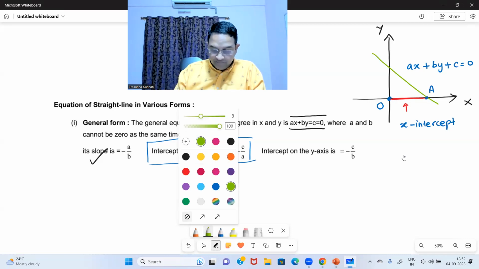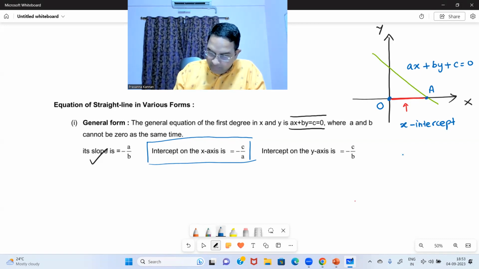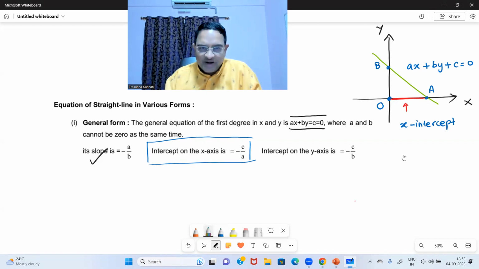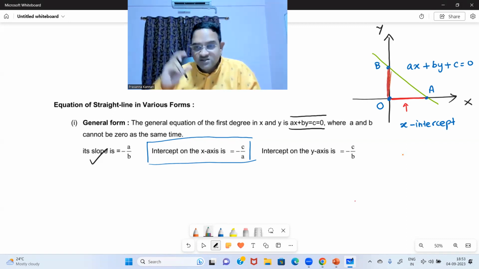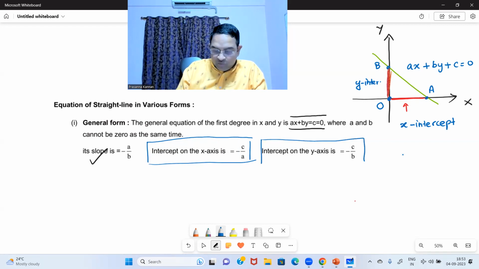Now, this straight line, which is represented by the green line, ax plus by plus c equal to 0, cuts the y-axis, let's say at the point B. Then the distance of that point B from the origin, represented by this vertical line, this distance is called the y-intercept. Okay. So are you clear about what is meant by x-intercept and what is meant by y-intercept?